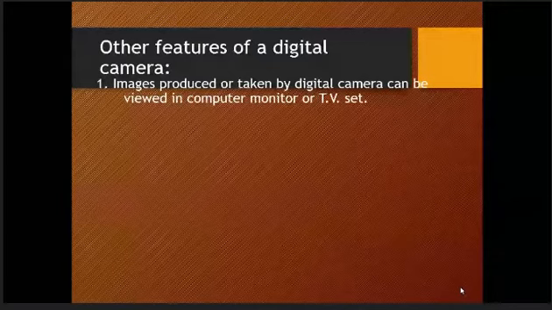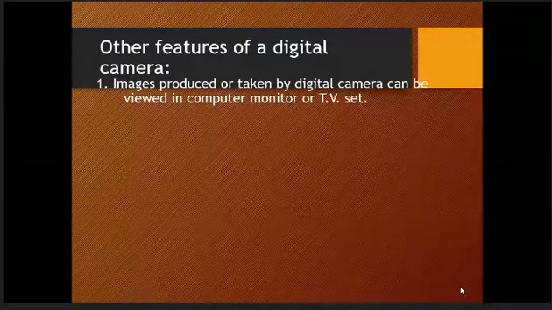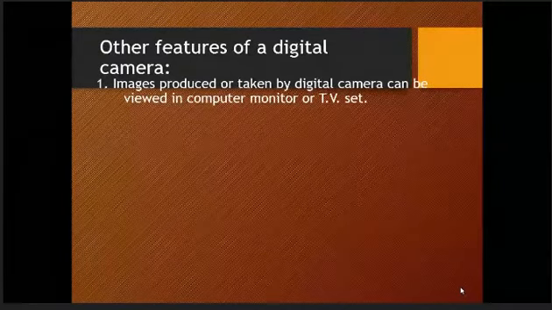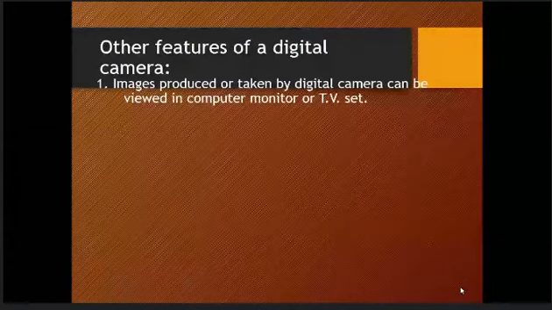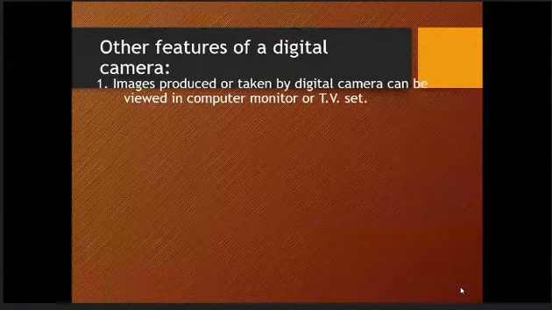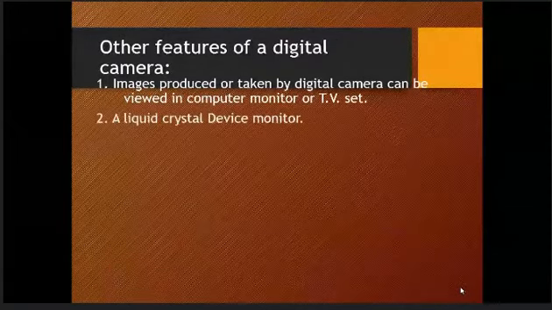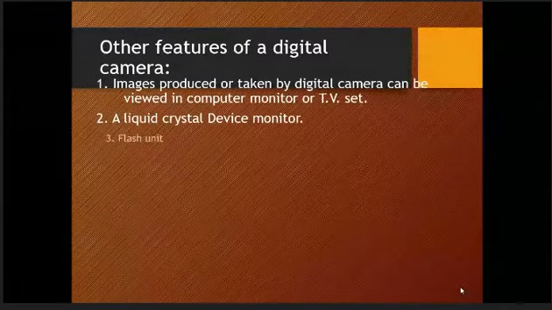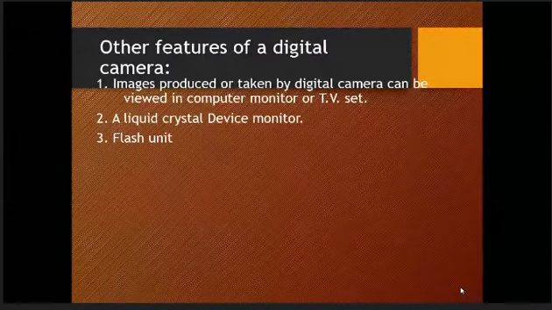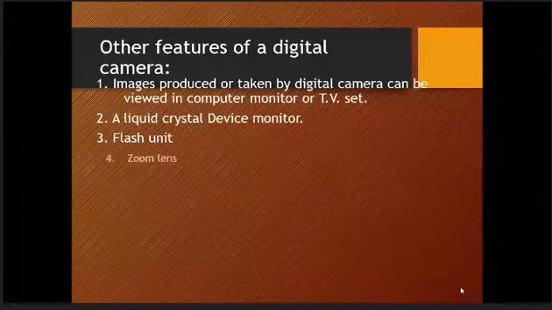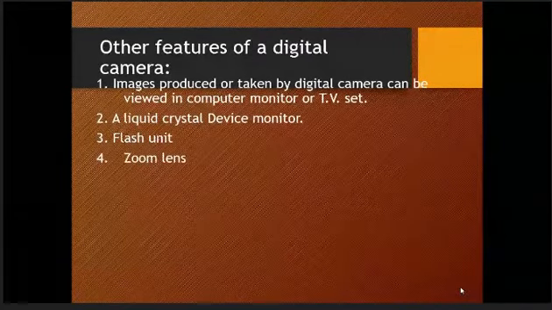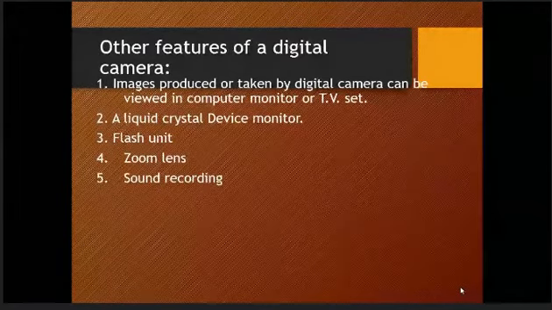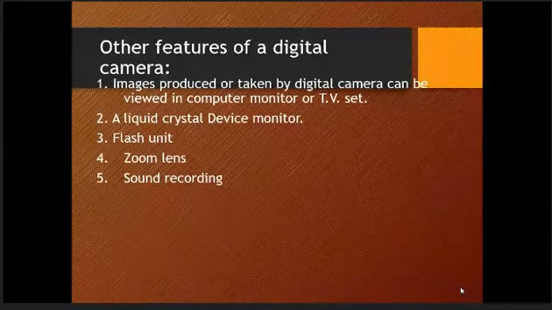What are the other features of digital camera? First one is images produced or taken by digital camera can be viewed in computer monitor or TV set. A liquid crystal device monitor. It has the LCD. It has a flash unit. And it has a zoom lens. It can record sounds also.